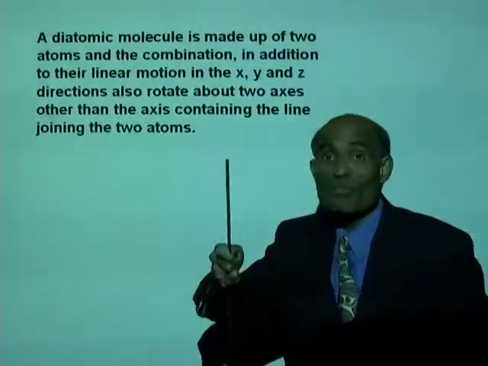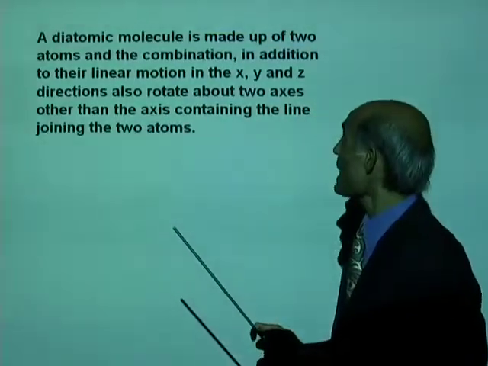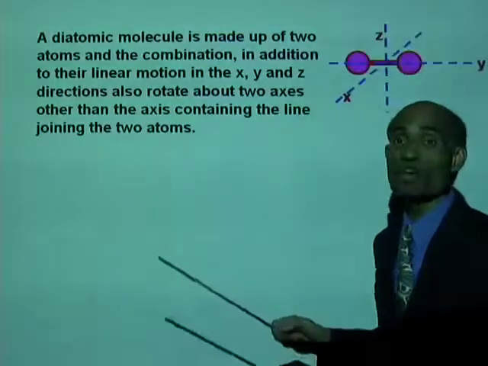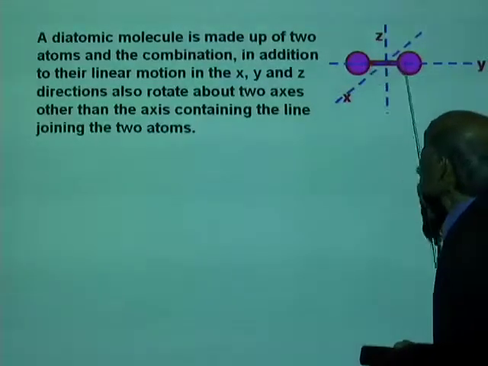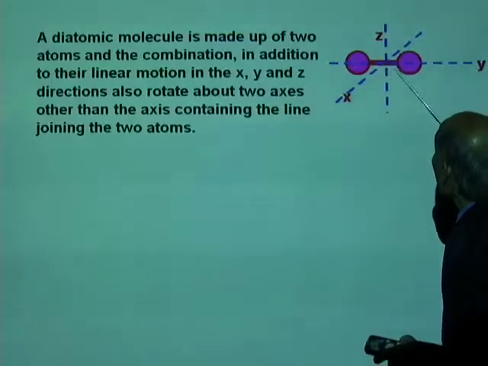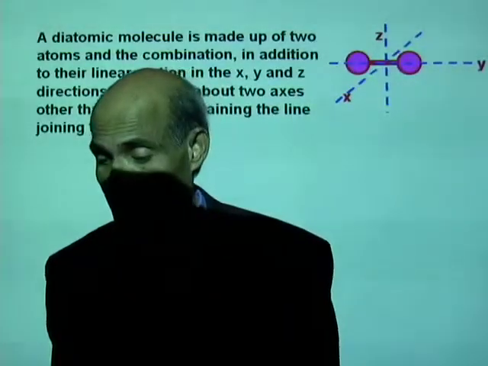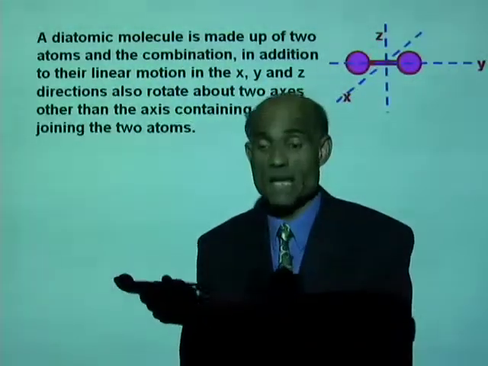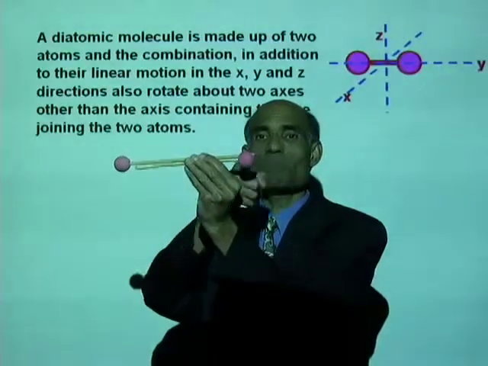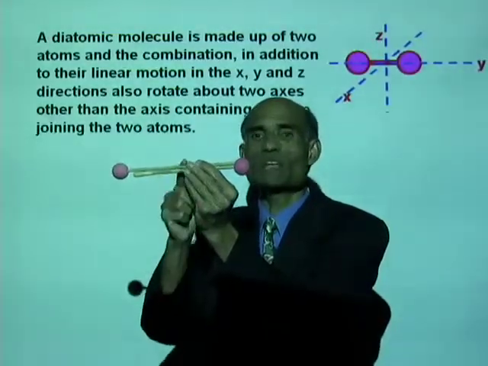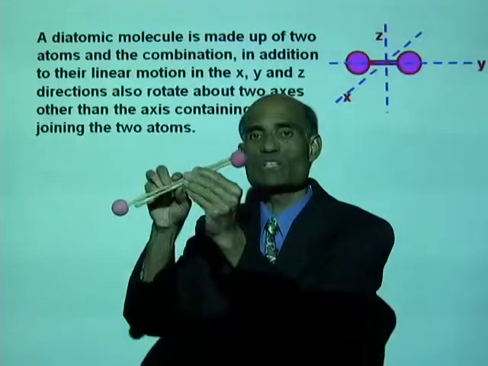All right. A diatomic molecule, on the other hand, is made up of 2 atoms, and the combination, in addition to their X, Y, and Z motion, can rotate about 2 axes other than the axis containing the line joining the 2 atoms. Now, here is a diatomic molecule. In addition to the X, Y, and Z motion, that molecule can vibrate, can rotate. It cannot rotate about this axis, but it can rotate about an axis at right angles. Look at that. It can rotate like this, it can rotate like this.